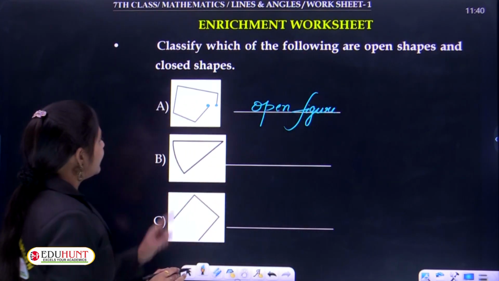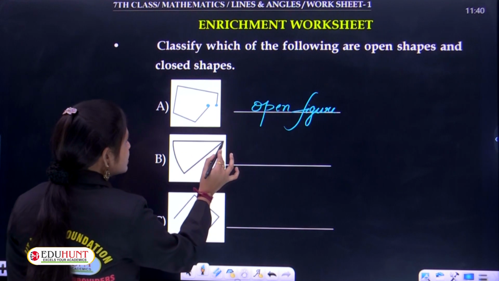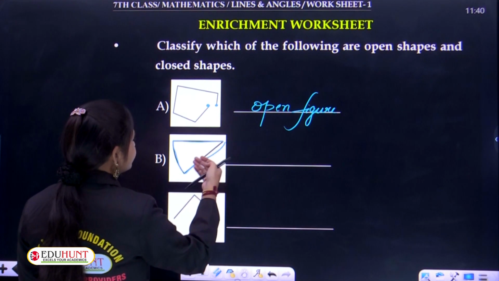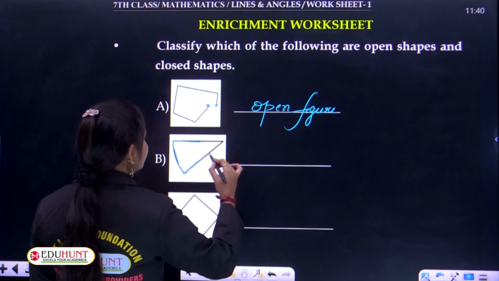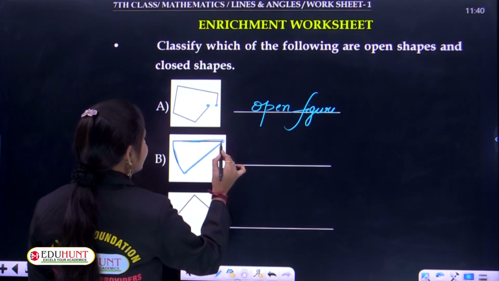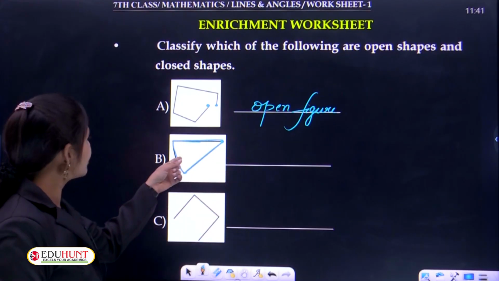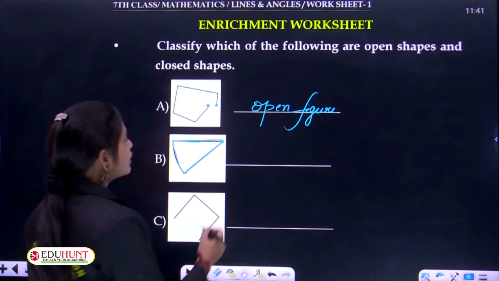And come to this one. Here we are having, if you want to start from here, then we are having here a starting point and an ending point. Those two are also the same only, no? Okay, then here, is this a closed figure or an open figure? This is a closed figure.